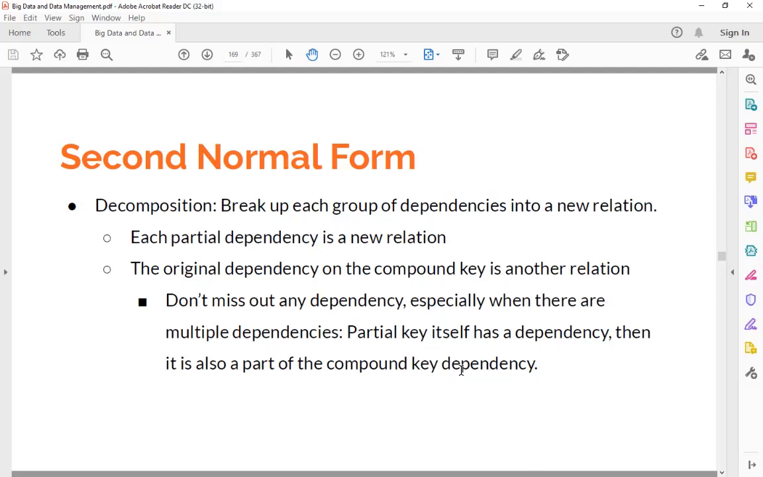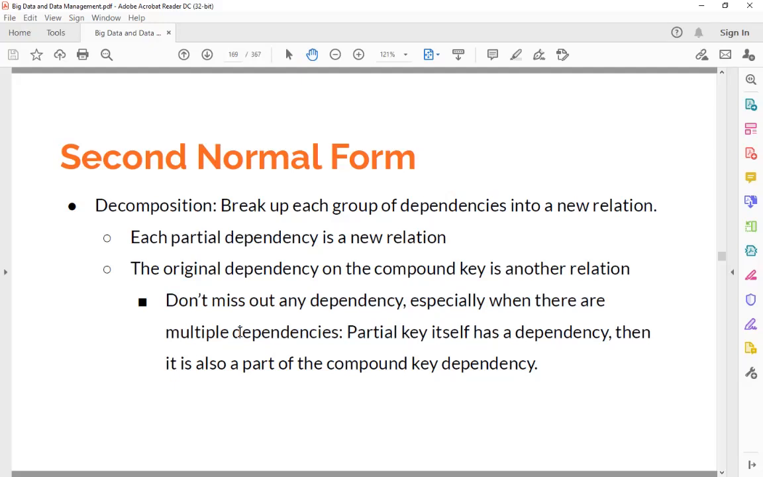If you take address to student, this is a student relation. But then very importantly, and this is a common mistake, you need to make sure the original dependency on the compound key is still there. Don't miss any dependency, because it's very easy to forget there's an original dependency on the compound key, especially when there are multiple dependencies.